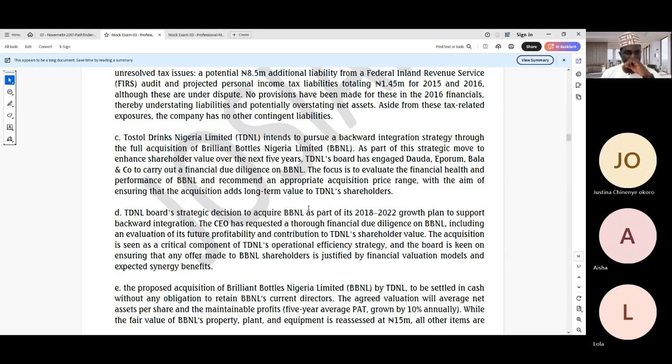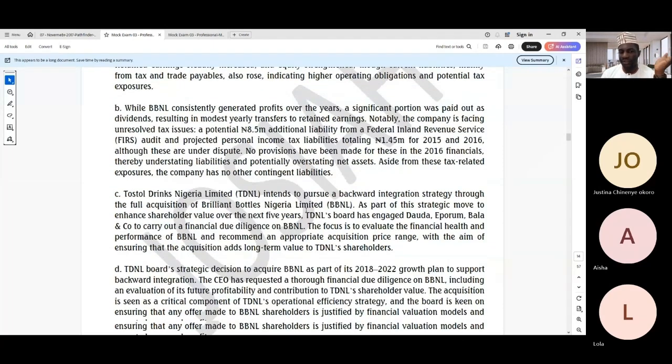Then the third, I said Tostol Drinks intends to acquire BBNL as part of its acquisition or strategic move. So as your audit firm we are performing due diligence, the focus is to evaluate the financial health of BBNL and recommend an appropriate course of action. So just generally speaking to data and information to pick 4 marks.